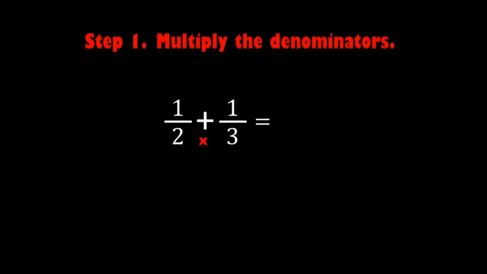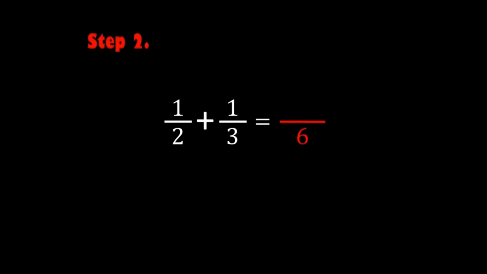Multiply the denominators. So, 2 multiplied by 3 is equal to 6. Now, let's move on to our step 2. Cross multiply. We will multiply the numerator of the first fraction and the denominator of the second fraction. 1 multiplied by 3 is equal to 3.